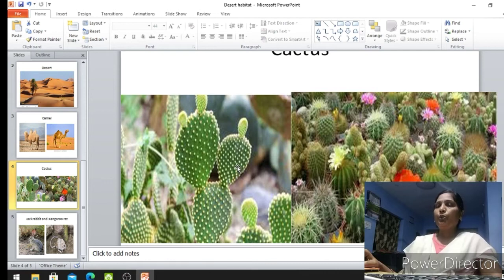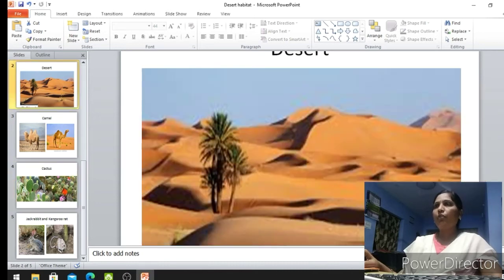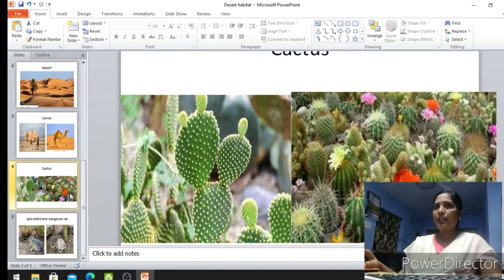Their duties are changing here, to reduce the loss of water, because desert means the rainfall is very less. So whatever rainfall there is should be stored, and their roots are very deep. They grow deep into the soil to collect the water, because the water is very low in layers of earth. So to collect that water, their roots grow deep into the sand.